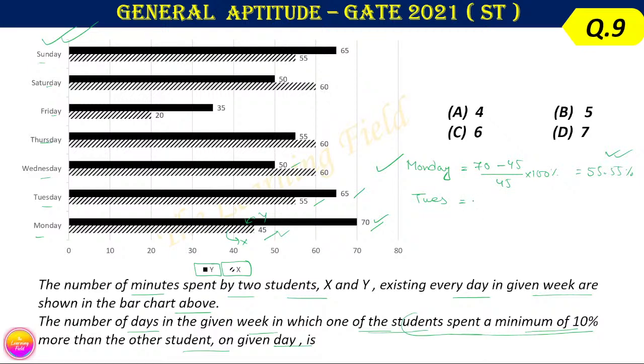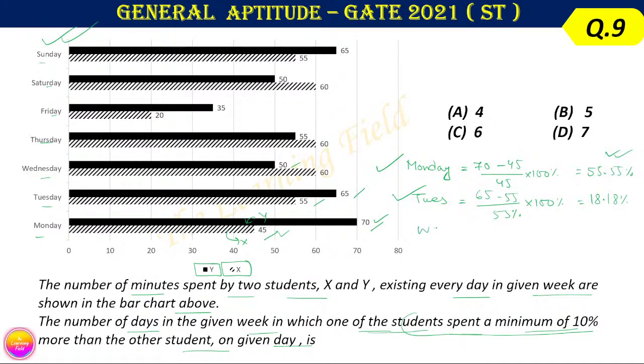Required percentage equal to what? 65 minus 55, 65 minus 55 by 55. Okay, so this is equal to what? Into 100%. Okay, so this is equal to also 18.18%. So we count also this day of the week.